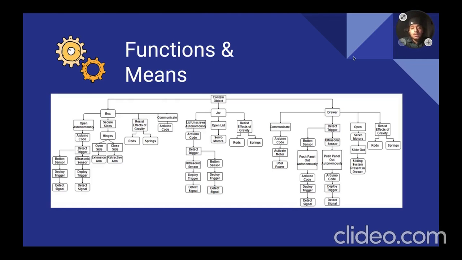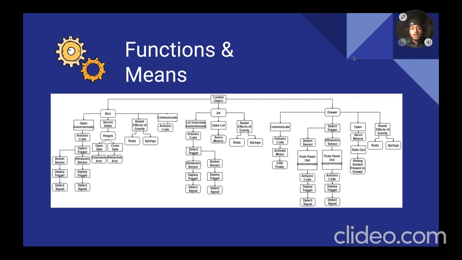Next, our team created a function means tree. A function means tree is a diagram used to break down the necessary functions of the project and generate concepts. The function means tree has two different components, the functions, which are in the rectangles, and the means, which are in the rounded bubbles. The function means tree is read from top to bottom, starting with the basic function. Here, the main overall function of the Epic Cool box is that it needs to contain an object, hence why this function is at the very top.